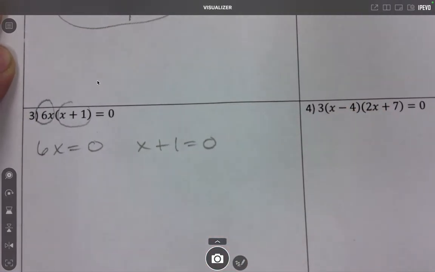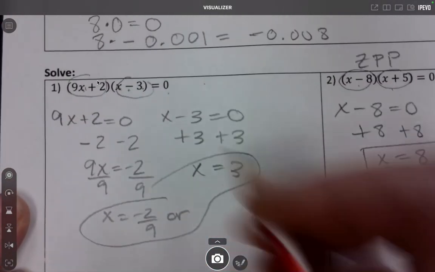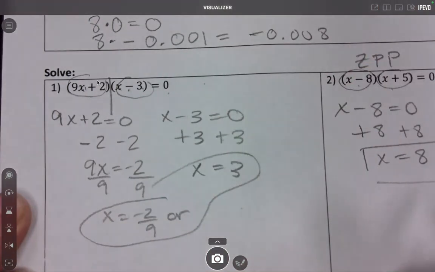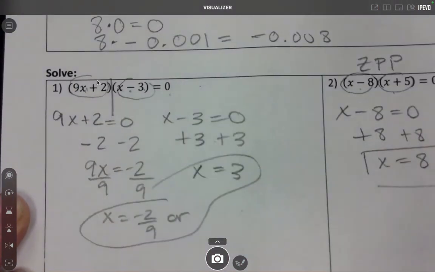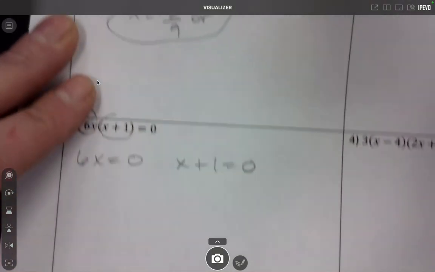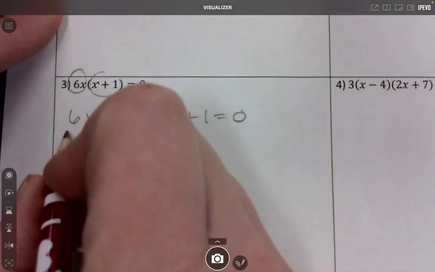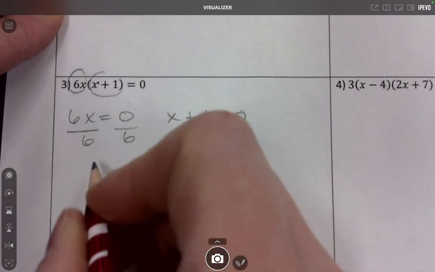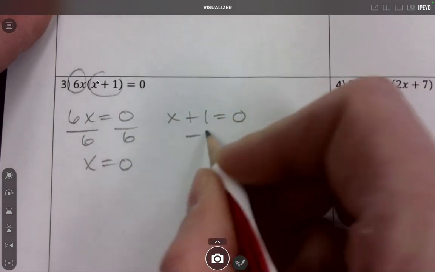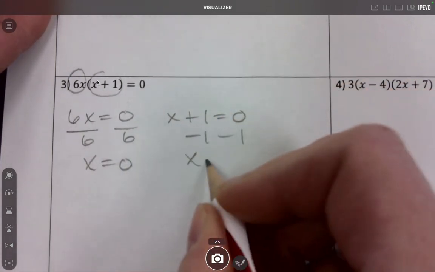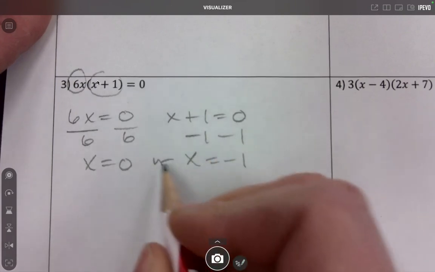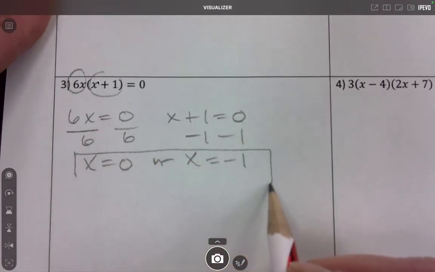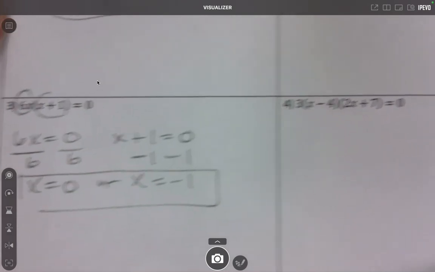Some years I have students draw a line down through here, splitting up the things that are equal to 0, and that can kind of help. I just thought my handwriting was too big and it wasn't going to work today. So the first one I divide by 6 and x equals 0. The second one I subtract 1 and x equals negative 1. So my answers are x equals 0 or x equals negative 1.